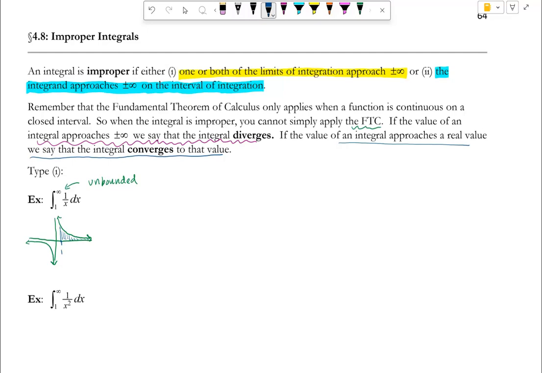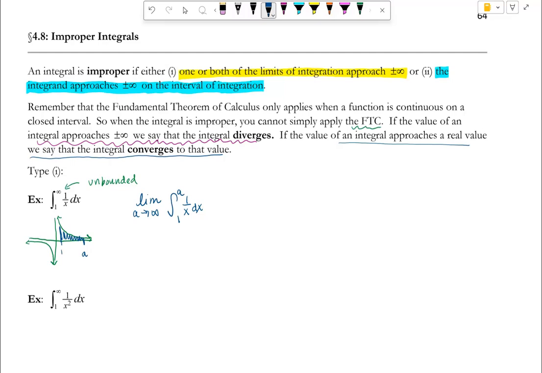So we have a special procedure that will allow us to manipulate what we're working with so that we can apply the FTC. The first thing that we're going to do is assign a value a, and a is just some constant. So if I erase some of my shading here, let's say that I'm going to integrate, instead of from 1 to infinity, from 1 to a. So again, that's a value. From 1 to a, I'm going to integrate 1 over x dx. But then I'm going to allow a to approach infinity. So I'm going to use a limit, and I'm going to take the limit as a approaches infinity.